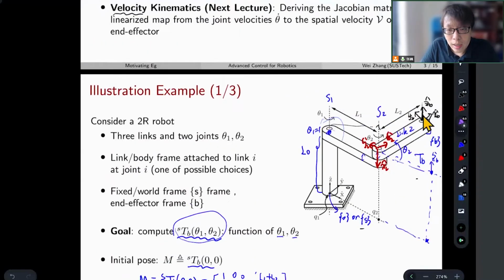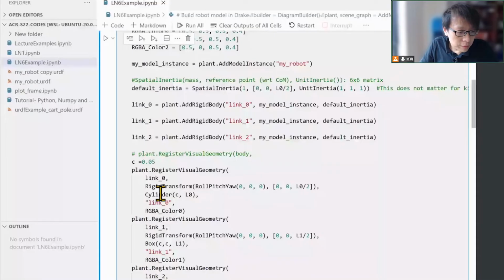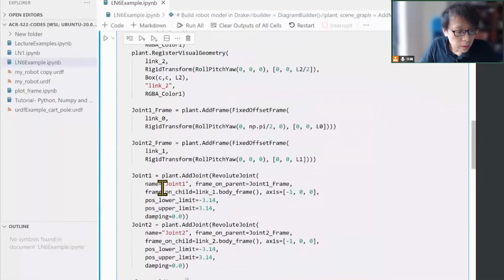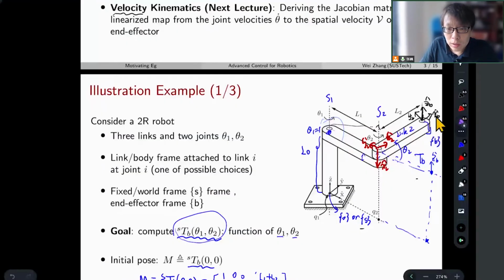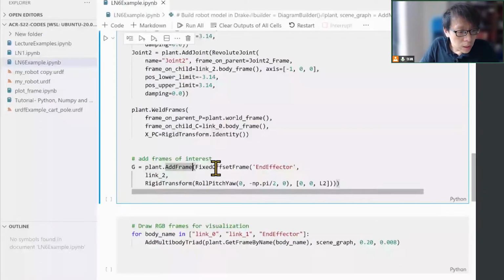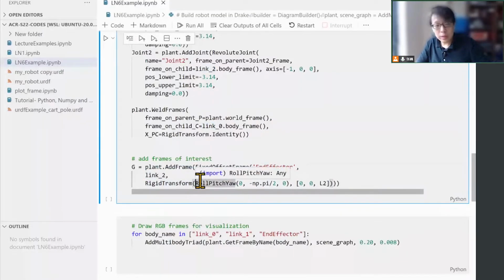All right, I haven't specified what frame I'm interested in. So suppose this is my body frame. This is the B frame. I will define it as G here. This G frame, the body frame, is attached to link 2, body 2. So I also add a frame. This is called the end-effector frame, or B frame in this case, and it's attached to link 2, so it will move with link 2, right?